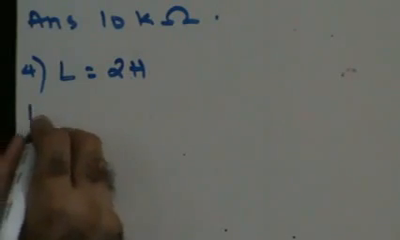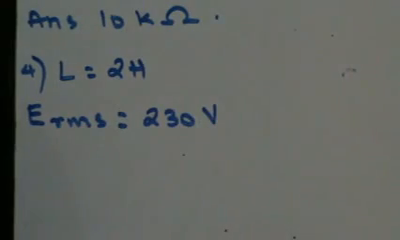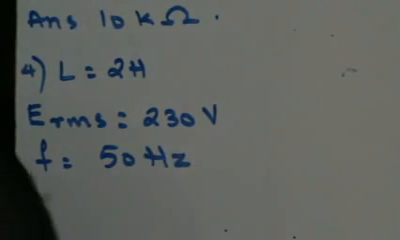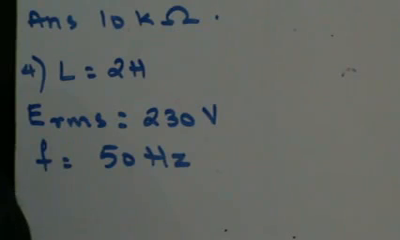Next, take the next one please. Find the current through an inductance coil of 2 Henry connected to an AC source of 230 volts and 50 cycles per second.